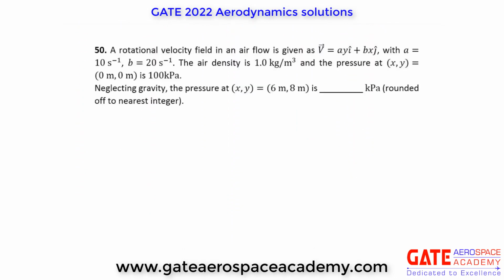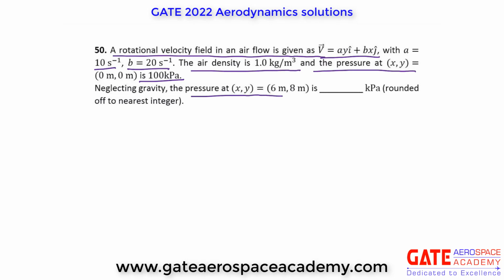Question number 50. A rotational velocity field in an airflow is given as, the velocity vector is given with A equal to 10 per second, B equal to 20 per second. The air density is 1 kilogram per meter cube and the pressure at the XY location, means 0 meter, 0 meter, is 100 kPa. Neglecting the gravity, the pressure at x, y equal to 6 meter, 8 meter is in kPa.